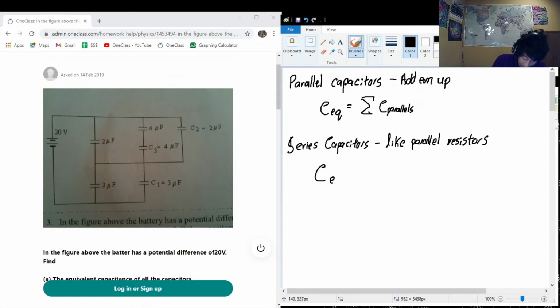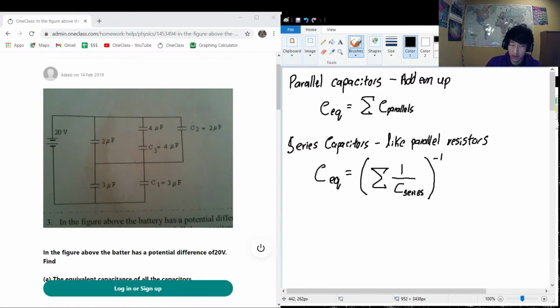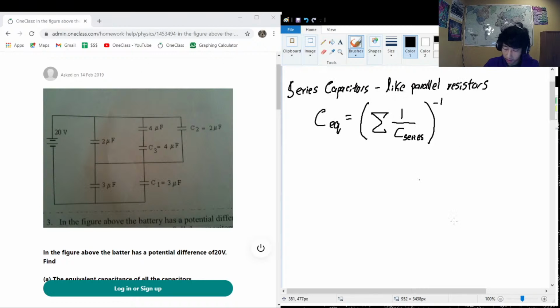So the equivalent capacitance of series capacitors is going to be the sum of the inverse of all of the series capacitances, and then you have to invert it. So it's pretty much the same procedure that you would follow for parallel resistors. Okay, so these are the strategies. With these two rules, we can compress all of these capacitors into a single equivalent capacitor. So let's redraw the circuit and get that process started.